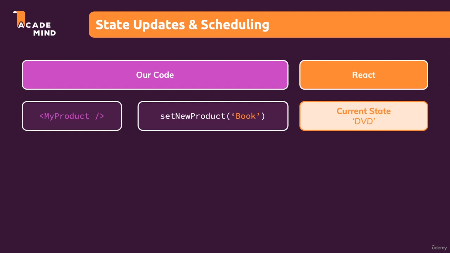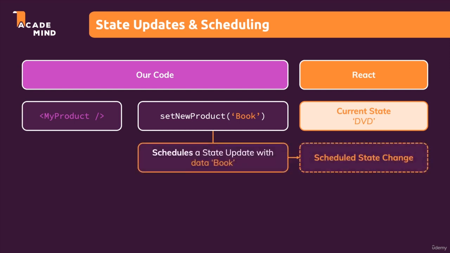Now what happens with that is not that DVD is instantly, after setNewProduct finishes execution, replaced. DVD is not instantly replaced just because setNewProduct is done running. Instead, calling setNewProduct and calling those state updating functions in general schedules a state update with the data book. But that's now a scheduled state change. React is aware of it. React plans on processing it. React doesn't process it immediately though.